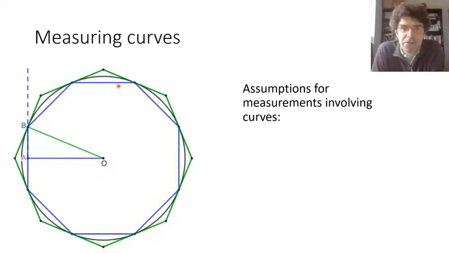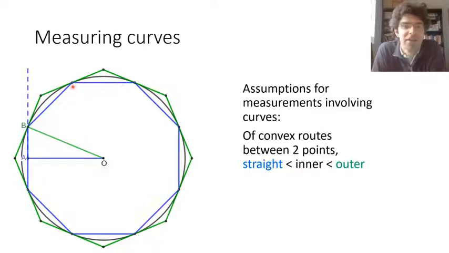And the assumptions that Archimedes made for that definition are firstly that the shortest distance between 2 points is the straight line between them. And secondly, that if you have a straight line like that and 2 convex paths, one of which lies between the other one and the straight line, that path in the middle will be shorter than the outer path. So in our diagram, there are different routes between the neighbouring vertices of the inner octagon.